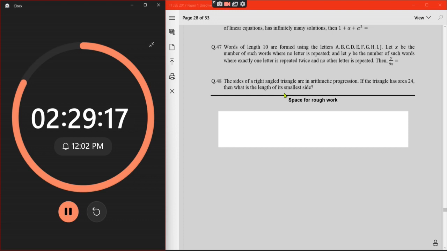Oh, smallest side. Okay, this and that. Okay, got it. So you just had 3d. This thing is 4d. So 12d square upon 2, that is 6d square, is equal to 24, what you gave. So d square is equal to 4. d equal to 2. Got it. Smallest side is 3d, which is 6. Okay, question 48 done. Next question, 49.